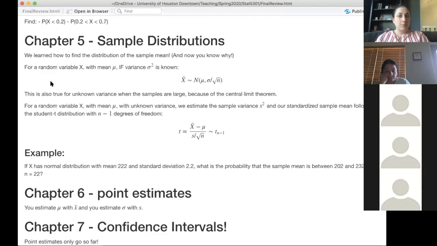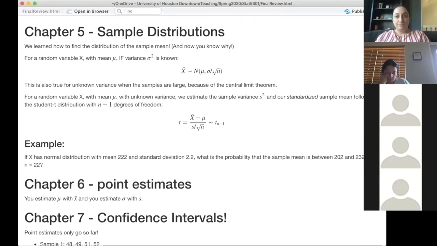Right, so the central limit theorem gives us that this is also true for unknown variance when the samples are very large, right? For n greater than 30 or 40 or so. This is how this applies to our population, even if we don't know our variance.